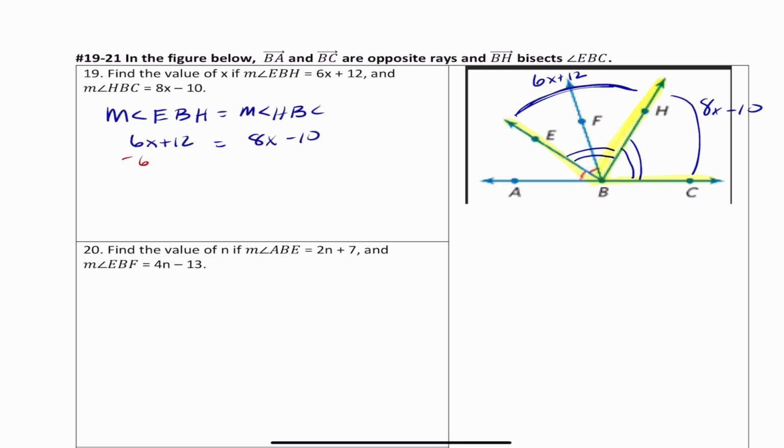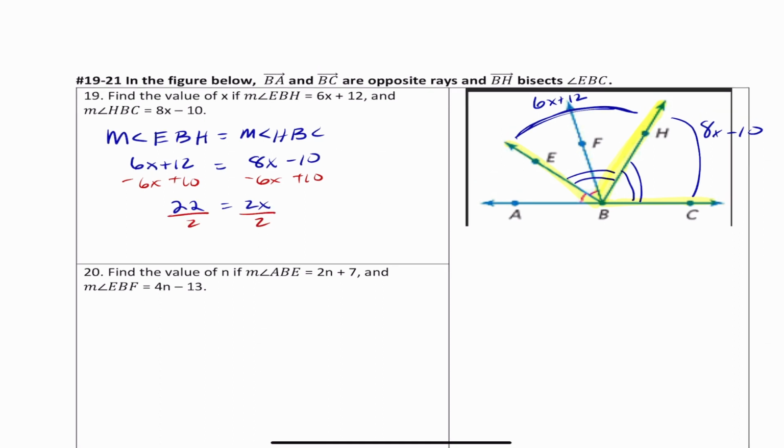So then I subtract both sides by 6x, add both sides by 10. I get, what do I get? I get 22 is equal to 2x. Now I divide. Then I get 11 equals x. Okay? And that's all I had to do because I'm just solving for x. I don't need to plug anything in. That's all I have to do. Just find the value of x.